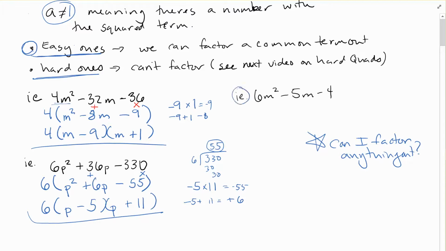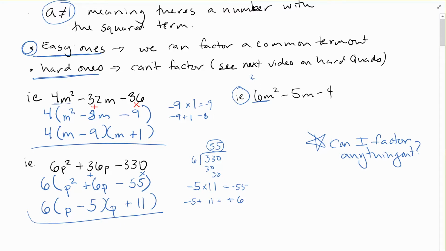One more example to look at here. Again, I notice I have a quadratic, so I've got my squared term. I'm noticing I've got a number up the front, which is annoying. So the next question is, can I factor this out? Well, let's take a look. Are there any common factors between 6, 5, and 4? And you should be thinking to yourself, no, there's not. There's no way I can factor this out.